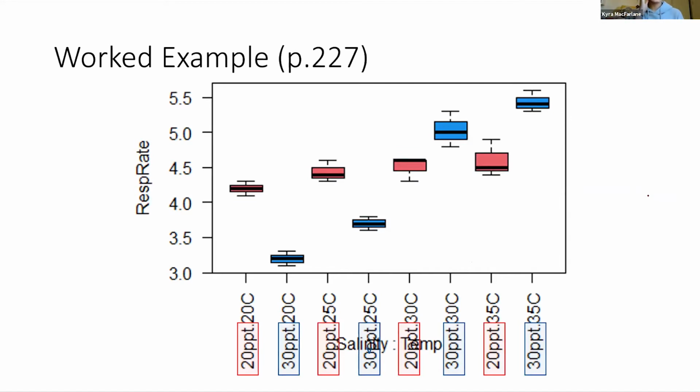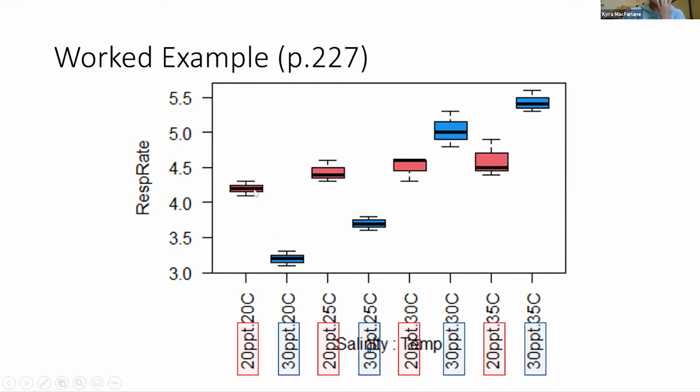So if we were to graph the data, this is what we get. And I've color-coded it so that it's easier to see everything too. So red is 20 parts per thousand, blue is 30 parts per thousand. And then temperature increases along the x-axis too. So we have 20 degrees Celsius, 25, 30, 35.